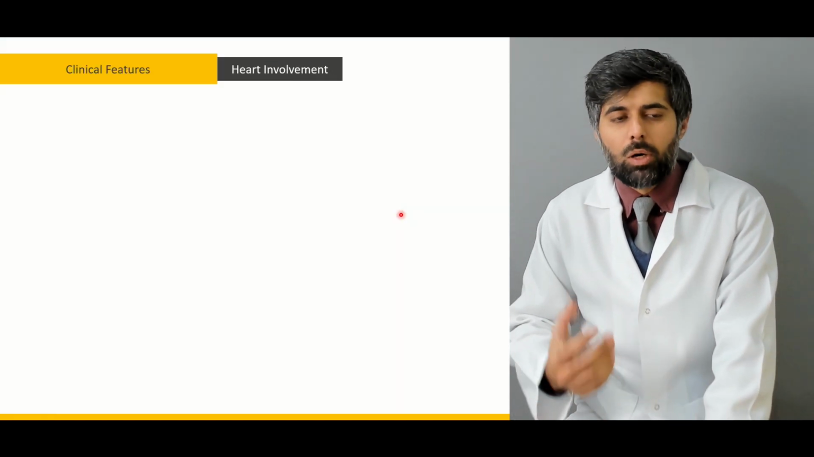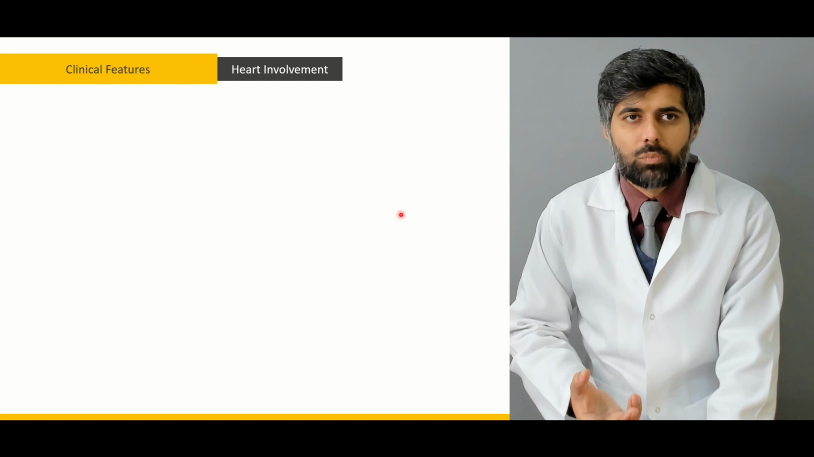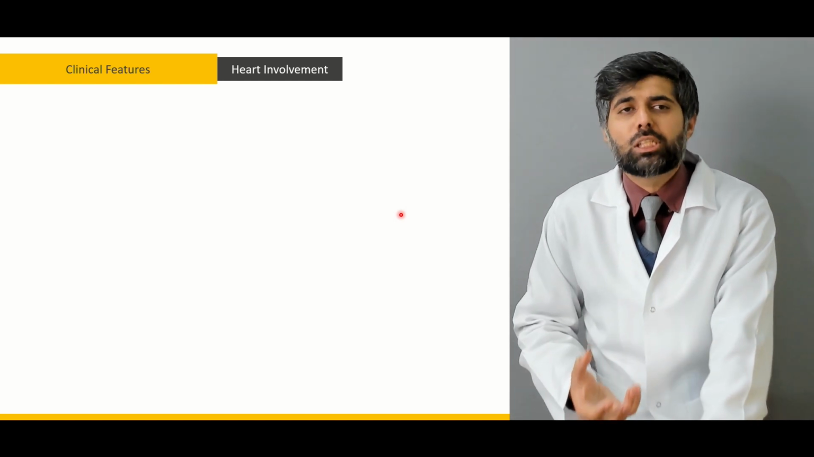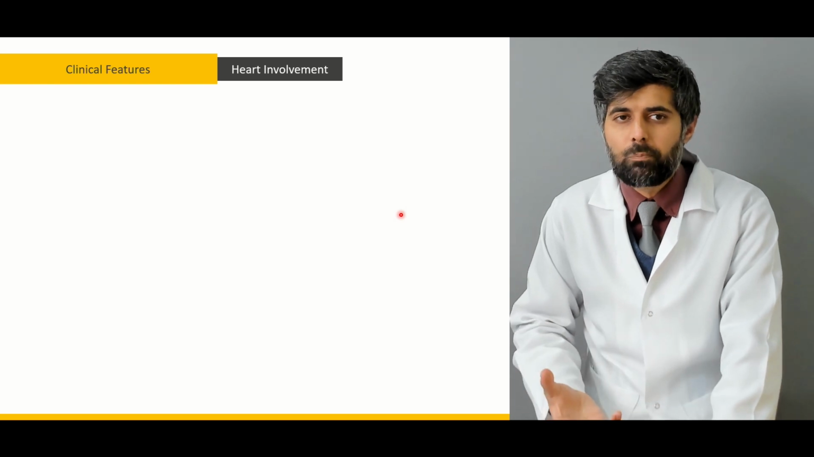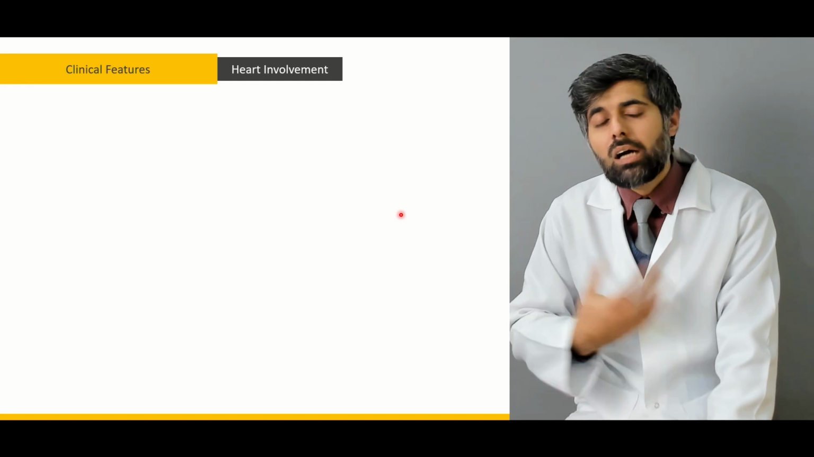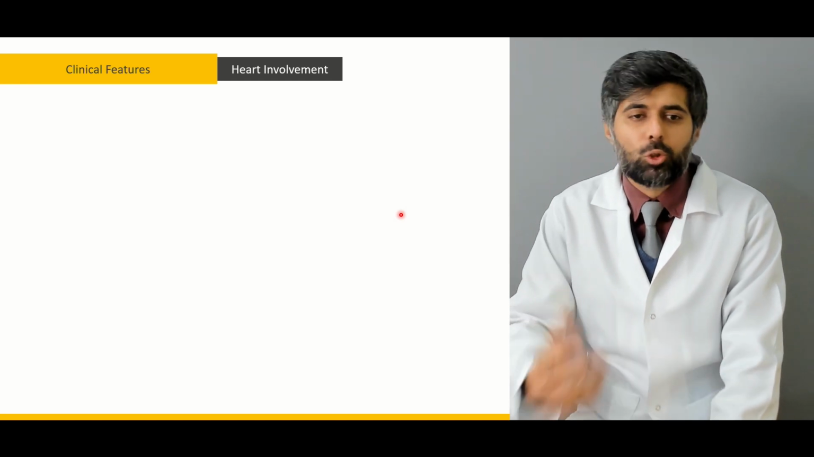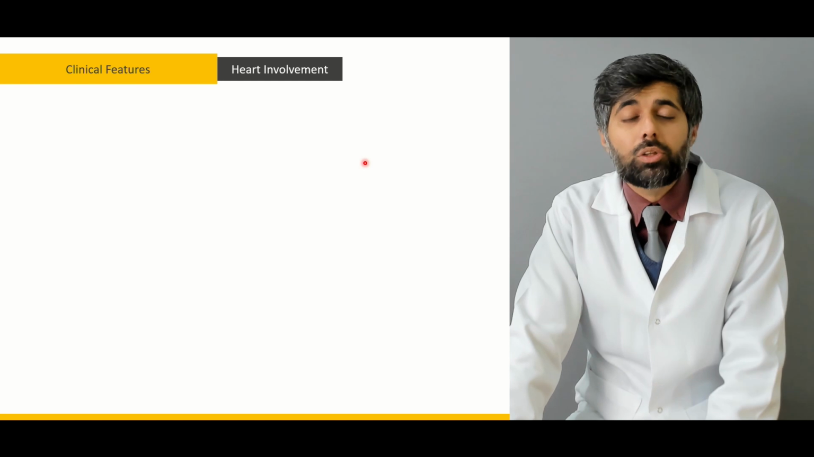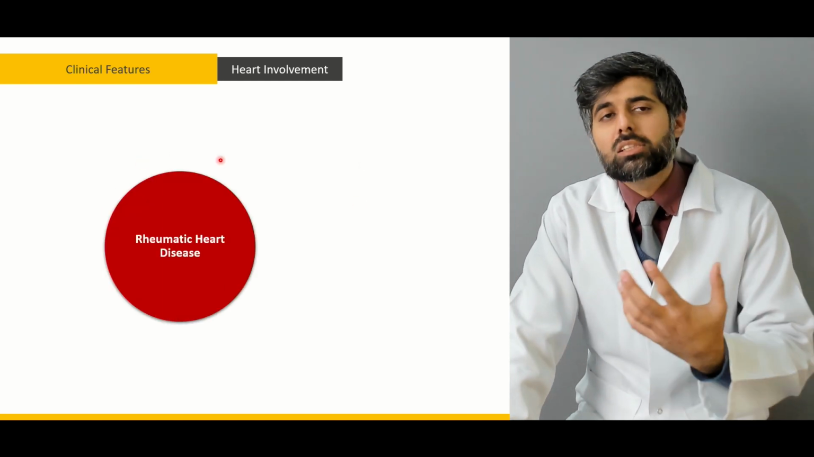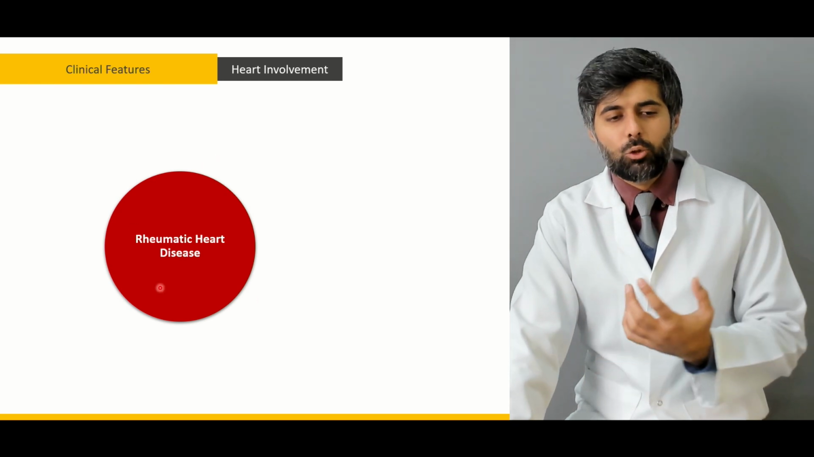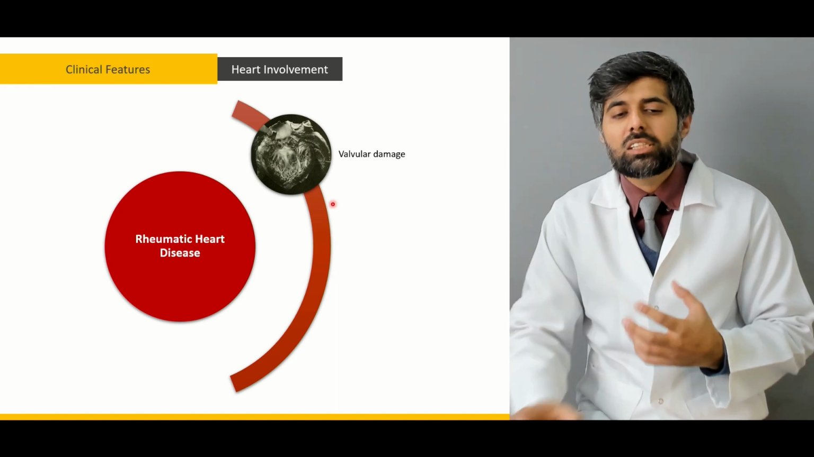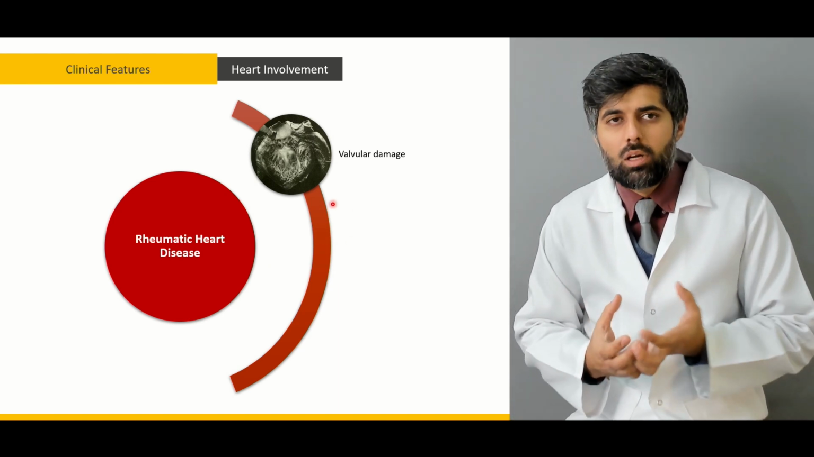Next, we'll talk about the clinical features. Now, like I said, there are many clinical features and manifestations of acute rheumatic fever. The two most common ones are the carditis and the arthritis. Here we'll talk about the heart involvement, or the carditis. In the carditis, which then further develops into the rheumatic heart disease, what happens is that there is valvular damage.